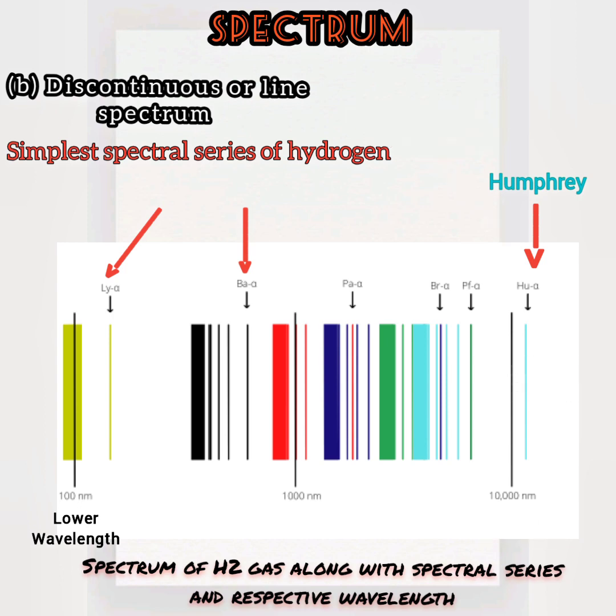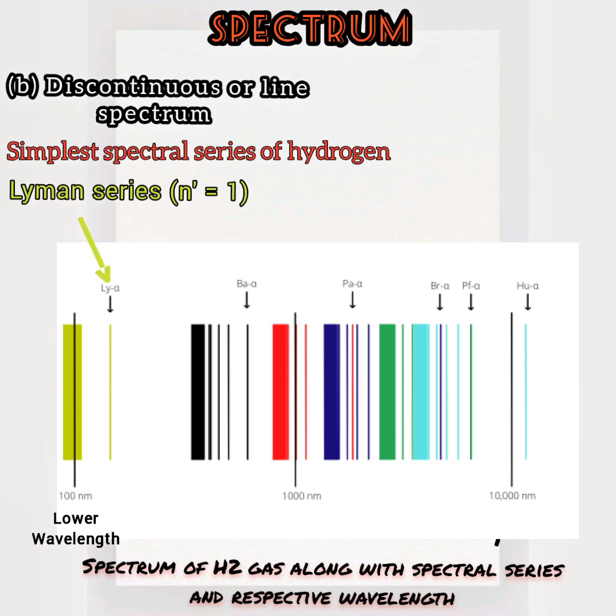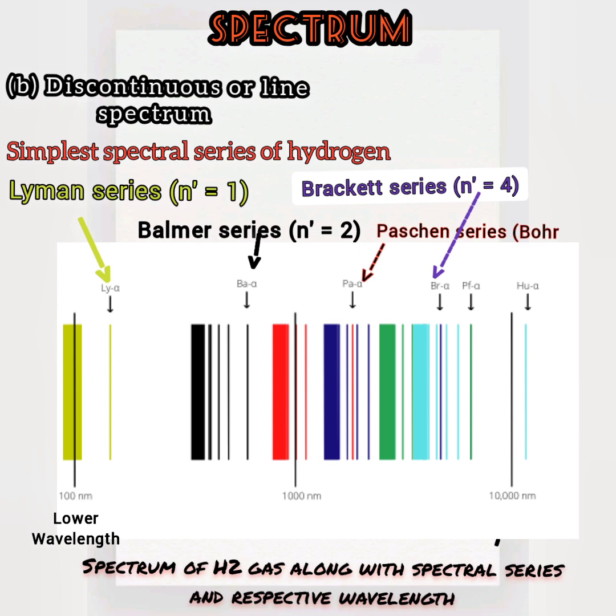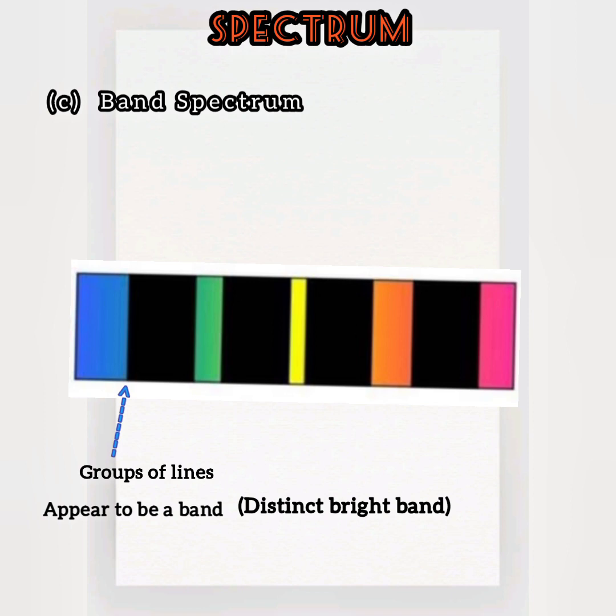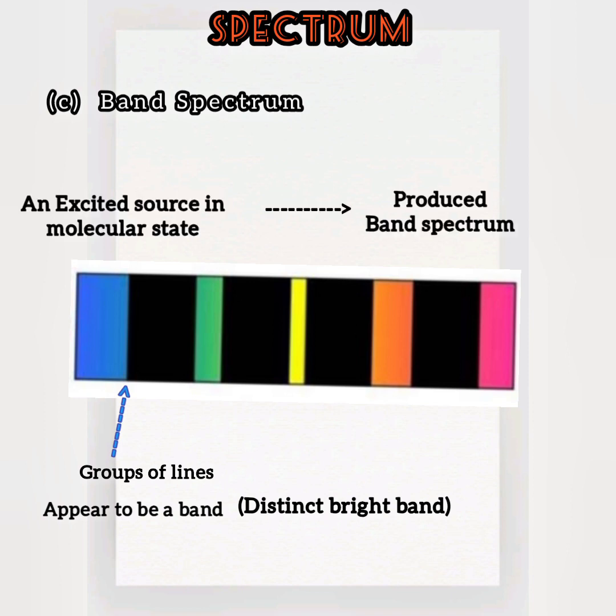All the spectral lines observed in the hydrogen spectrum can be classified into different series: Lyman, Balmer, Paschen, Brackett and Pfund series. Band spectra: band spectrum is the name given to groups of lines so closely spaced that each group appears to be a band. That is, they appear as distinct bright bands and are produced by an excited source in molecular state. Example: spectra of molecular hydrogen, carbon monoxide, NH3, etc.